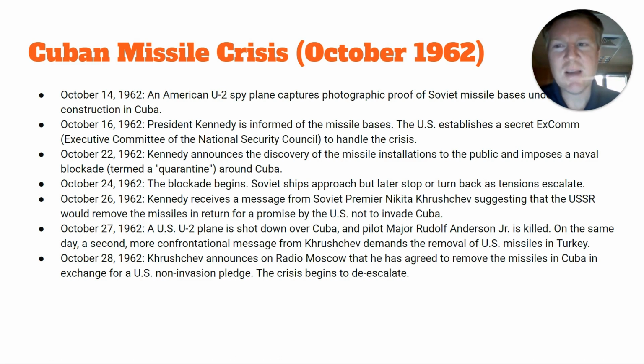and the U.S. establishes a secret executive committee of National Security Council members to handle this crisis. So they're meeting behind closed doors to try to figure out what to do with our neighbor having all these missiles pointed at the United States.